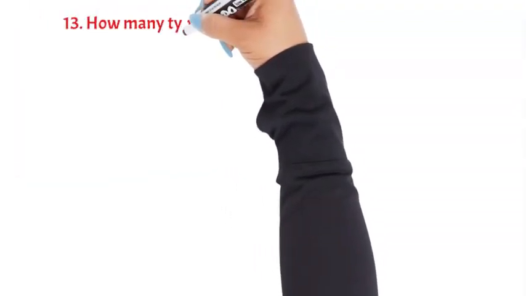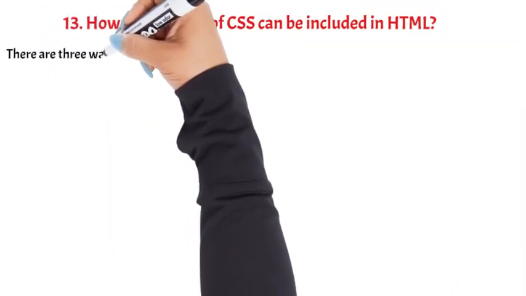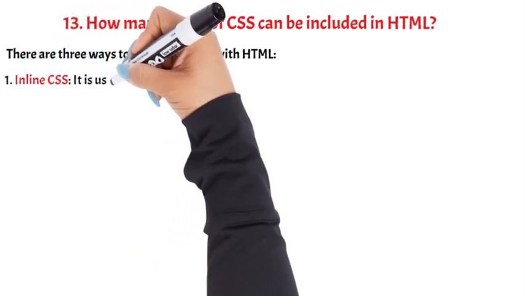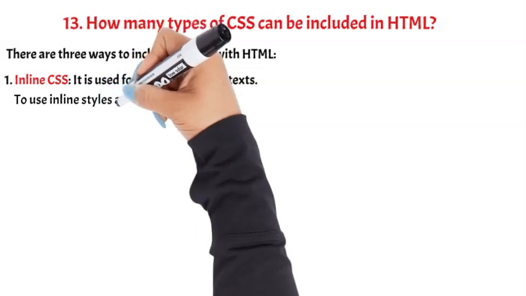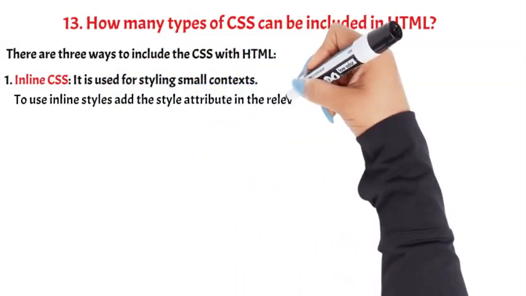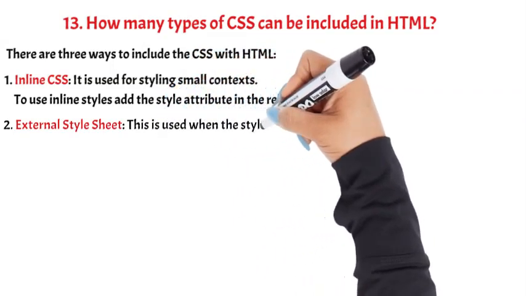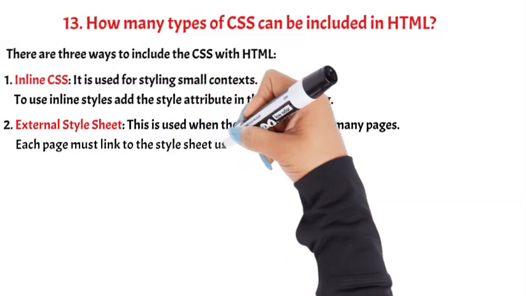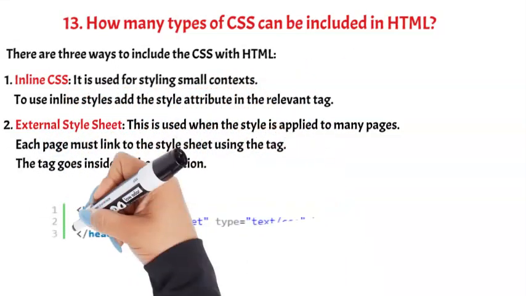13. How many types of CSS can be included in HTML? There are 3 ways to include CSS with HTML. 1. Inline CSS. It is used for styling small contexts. To use inline styles, add the style attribute in the relevant tag. 2. External style sheet. This is used when the style is applied to many pages. Each page must link to the style sheet using the <link> tag. The tag goes inside the head section.